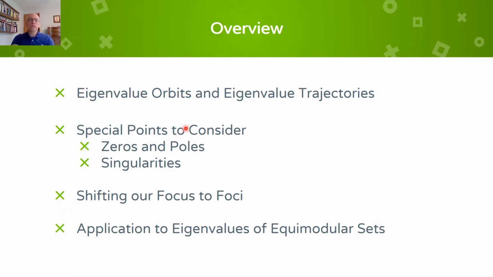A quick overview. We're going to define some sets we call eigenvalue orbits and eigenvalue trajectories. We will be talking about special points because these both turn out to be algebraic curves. We'll be talking about zeros and poles and also singularities of those curves. After that, we'll shift and talk about foci of those algebraic curves, and then we'll have an application to the eigenvalues of equimodular sets.